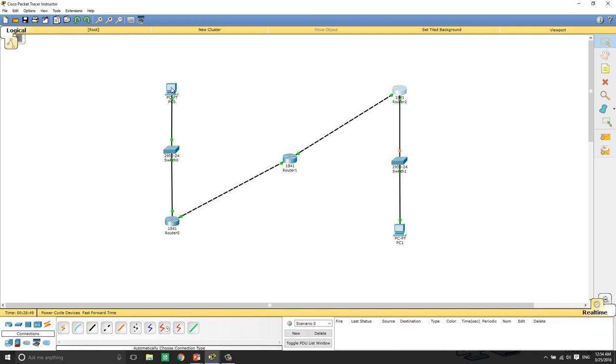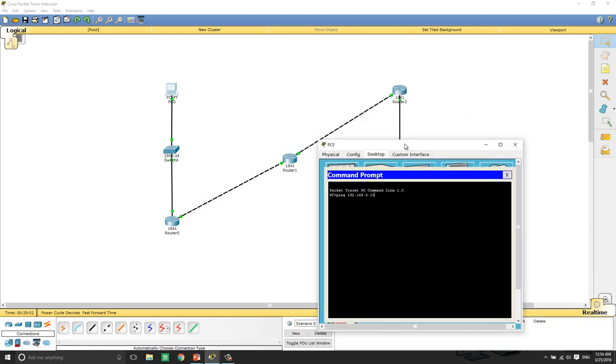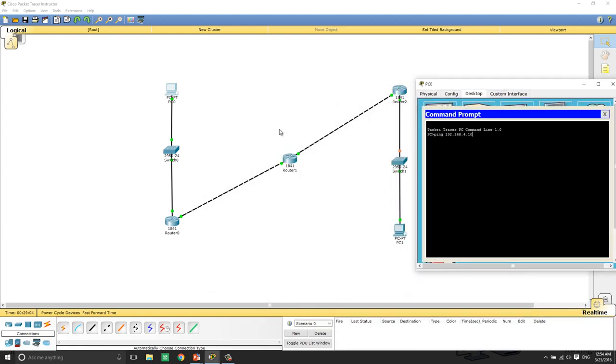So now let's go to a command prompt, and I want to ping this device. Ping 192.168.4.10, right? I've given both the PCs addresses ending with 10. So this is 192.168.1.10, 10 for PC. So it's just a convention that I'm following. 192.168.4.10, right? So I'm going to ping from this computer to 4.10, and let's see what happens.